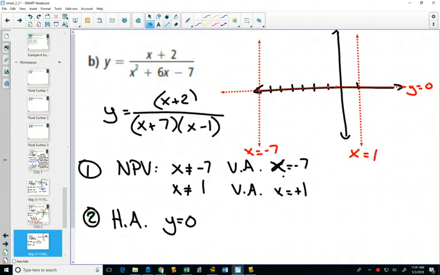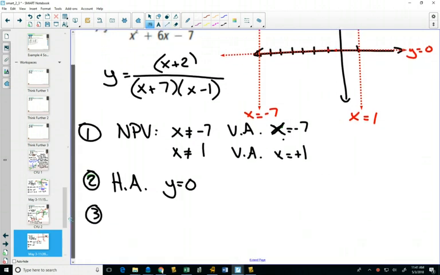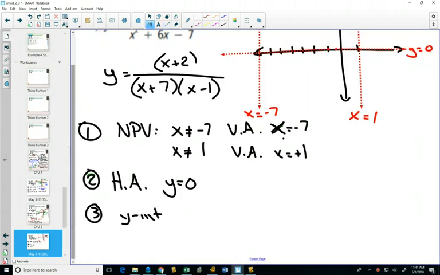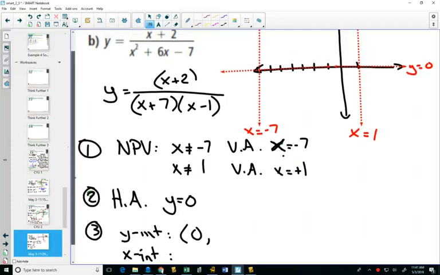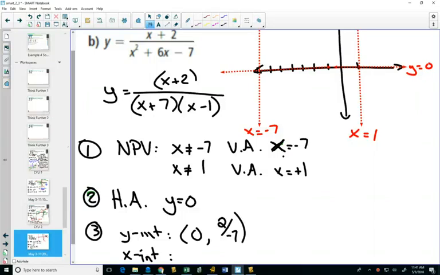Step 3, x-intercepts and y-intercepts. Y-intercept, plug 0 in for x, go to your original equation, and you'll get 0, 2 over -7. So if I was graphing that, that would be right there.